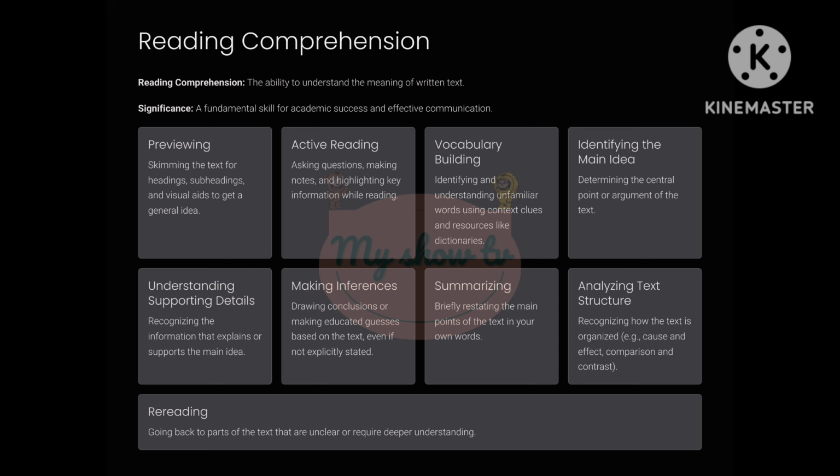9. Rereading. If you find a part of the text confusing or if you feel you haven't fully grasped the meaning, don't hesitate to go back and reread it. Sometimes, a second reading can clarify things that were unclear the first time.